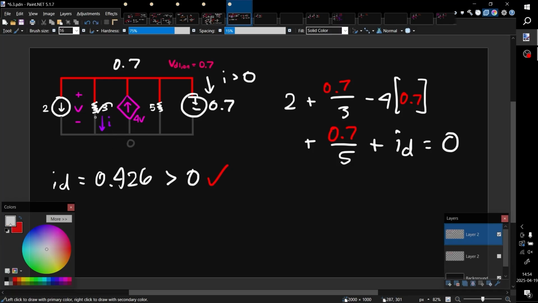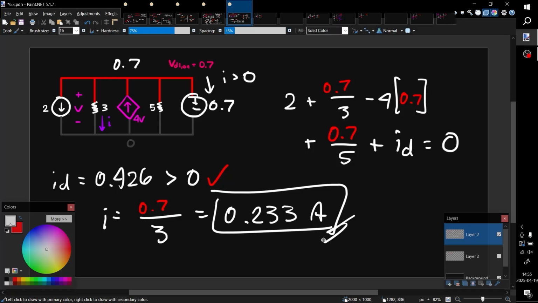Now the question here is, what is this I? I is equal to 0.7 over 3. That's going to be 0.233 amperes. This is our answer. Alright, that's it for diodes.